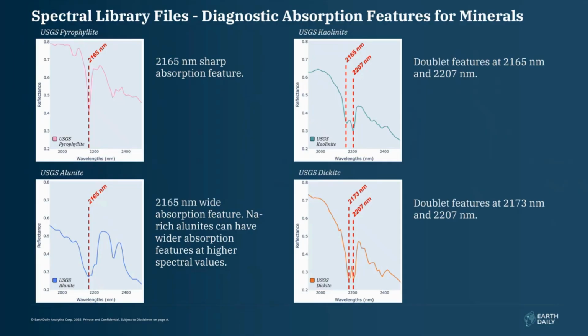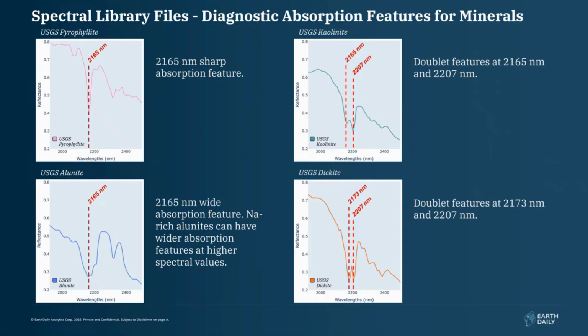Here are 4 of those key minerals that are known to have occurred over this area that we can target. Porphyry in the top left has this really sharp absorption feature at 2165. Alunite below this has an absorption feature at the exact same place, but is much wider, has this broader absorption that you can pick out there. And that's really how you can tell the key difference between those two.